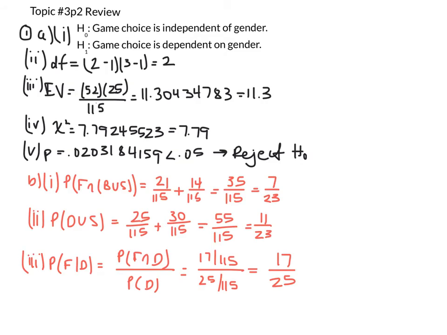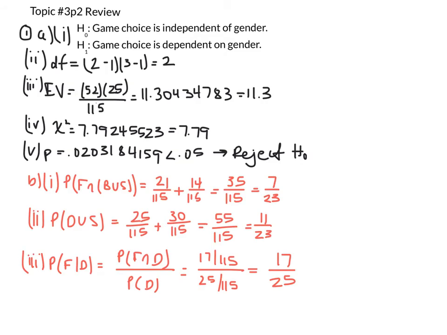This is the review video for the Topic 3 Part 2 test. So number 1 gives us some information about people who have registered for certain games at a club, and then asks us some questions from different topics. So Part A is a Topic 4 question.